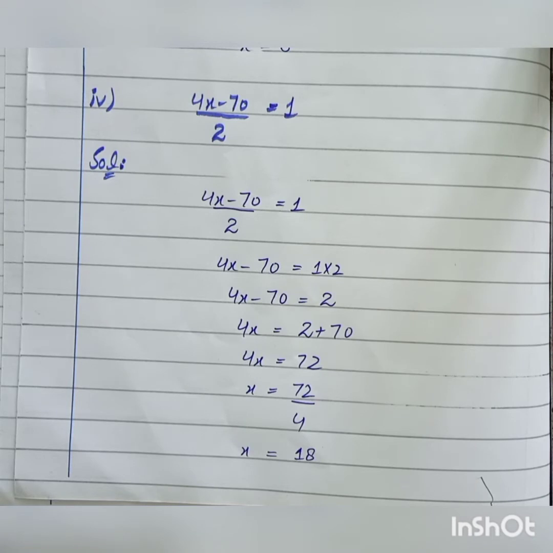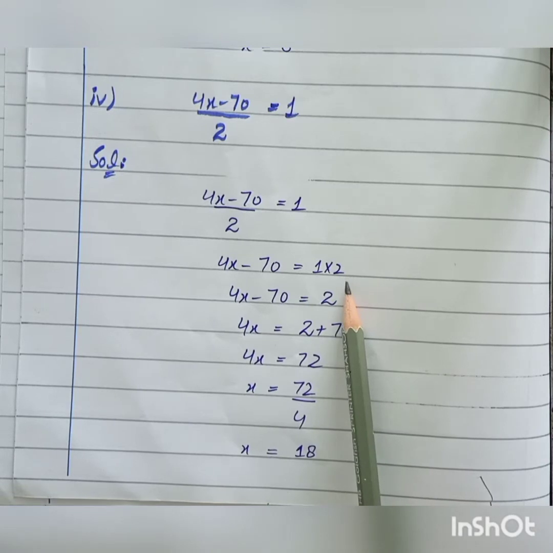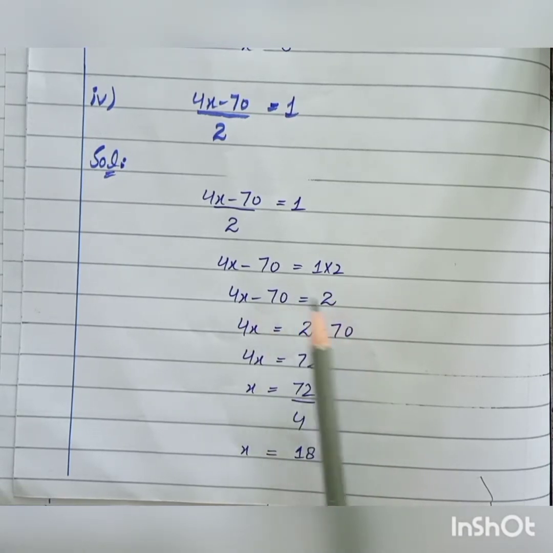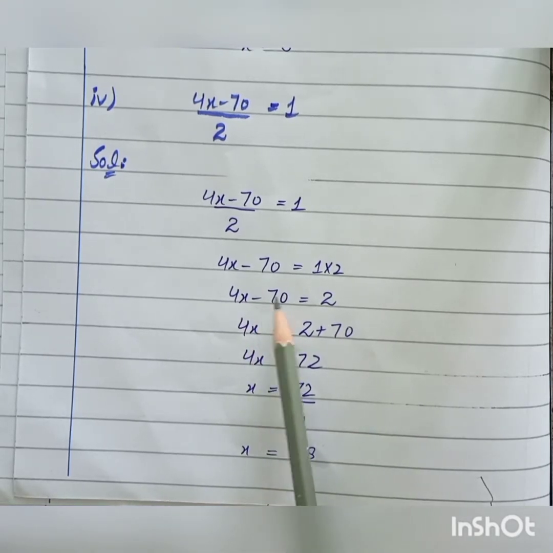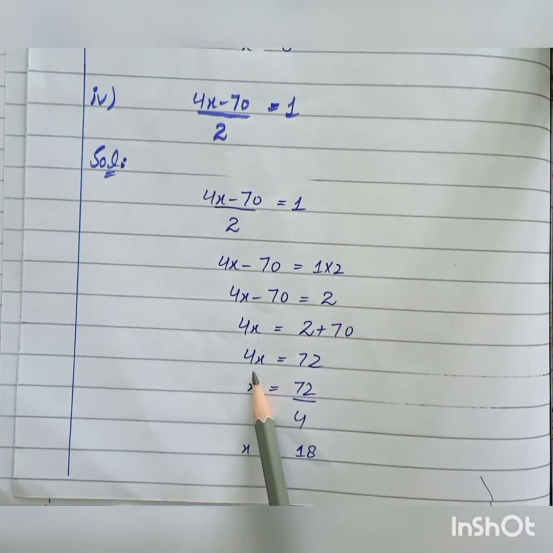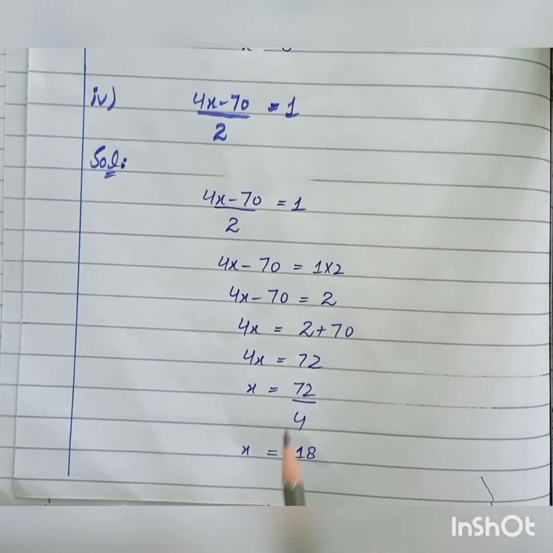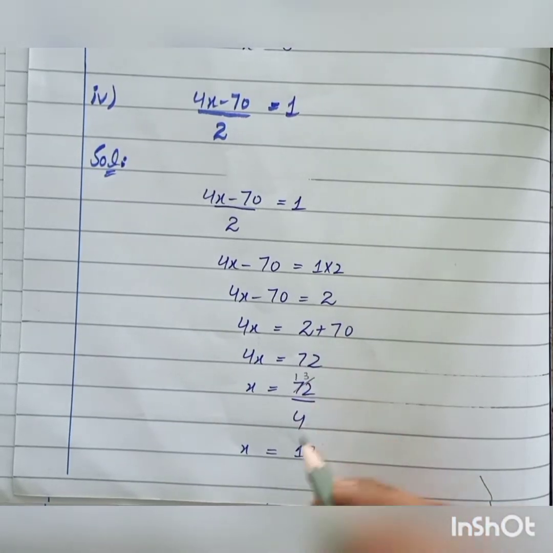4th part is (4x minus 70) divided by 2 is equal to 1, where 2 is divided on the first side. When it goes to the other side of the equality, 1 multiplied by 2 is equal to 2. 4x minus 70 is equal to 1 into 2, which is 2. 4x minus 70 is equal to 2. 4x is the same as it is. The minus 70 goes to the other side of the equality, so 2 plus 70 is equal to 72. 72 divided by 4, we have 18. 4 ones are 4 and 3 carry, and 4 eights are 32.